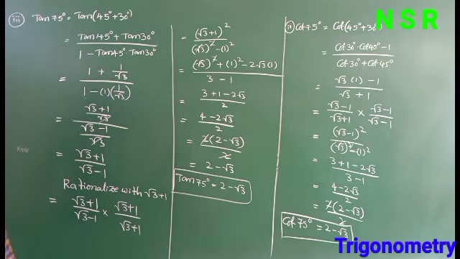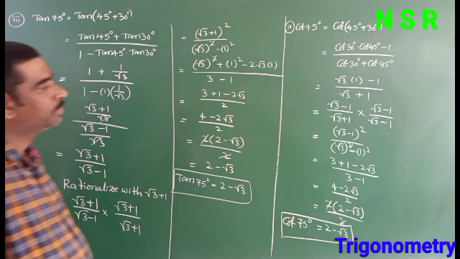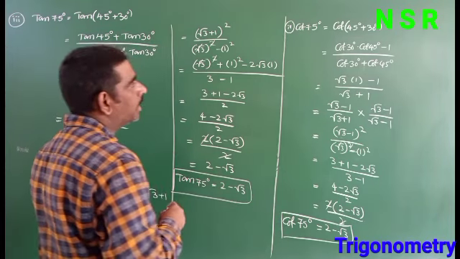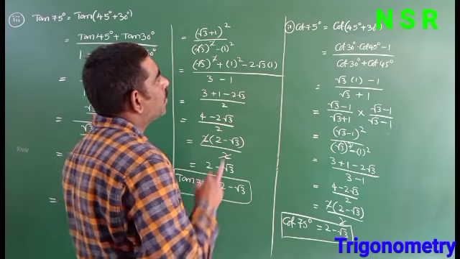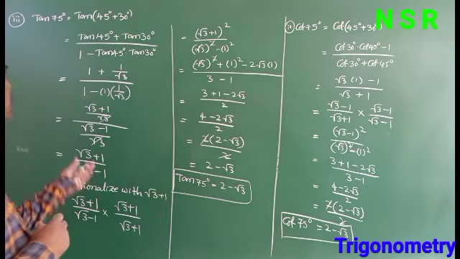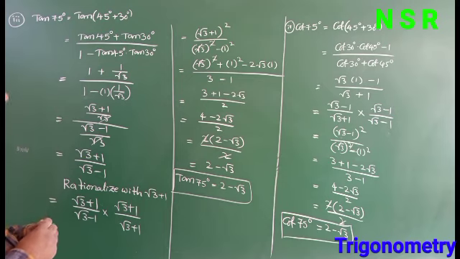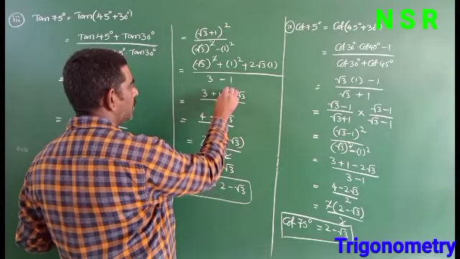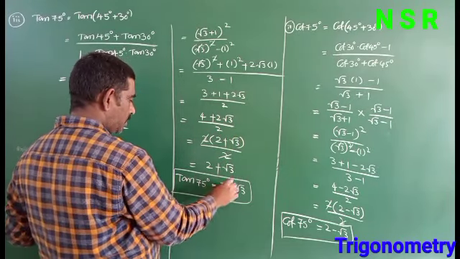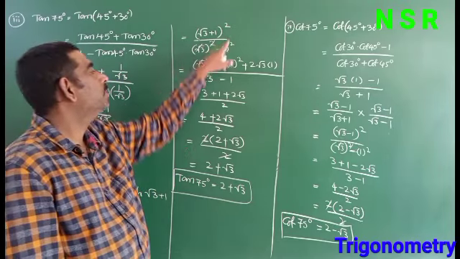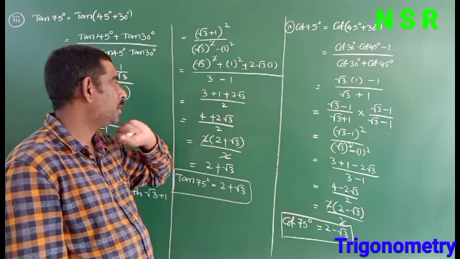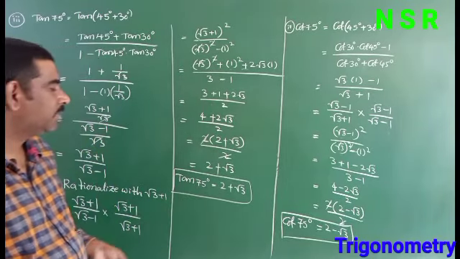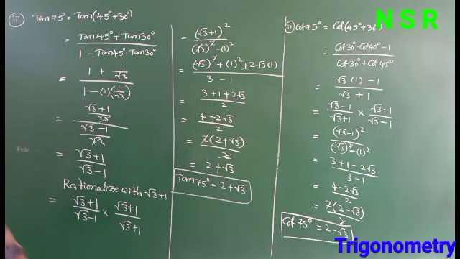So for tan 75 value, apply here tan (A plus B), (tan A plus tan B) by (1 minus tan A tan B). Here apply (A plus B) whole square, this is plus, so here also plus. Apply (a plus b) whole square: a square plus b square plus 2ab. So here we get tan 75 value is 2 plus root 3 and cot 75 value is 2 minus root 3.